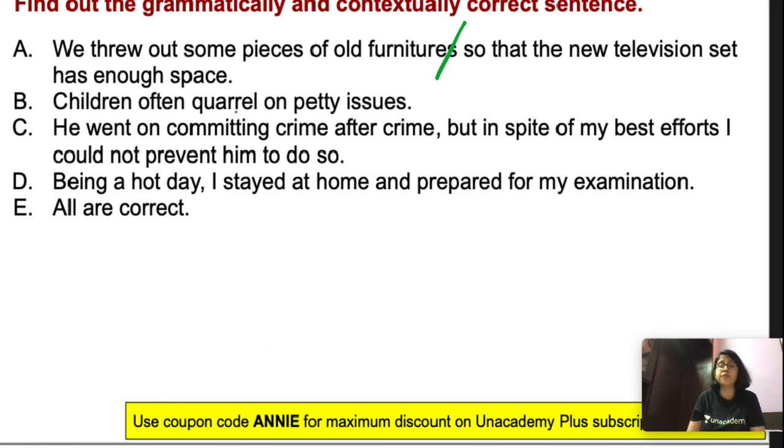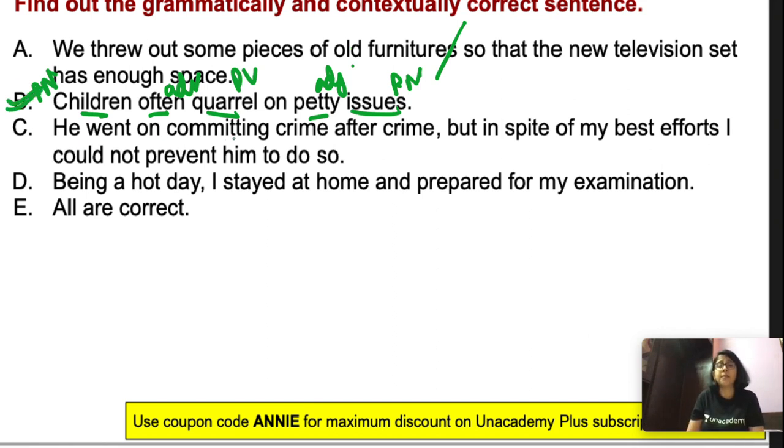Next, children often quarrel on petty issues. Children, plural noun, quarrel, plural verb, correct. Often is an adverb. Often quarrel on petty issues. Issues, plural noun, petty is an adjective. Petty means trivial, small. So this sentence is correct.